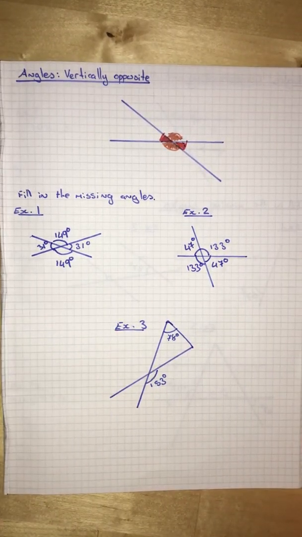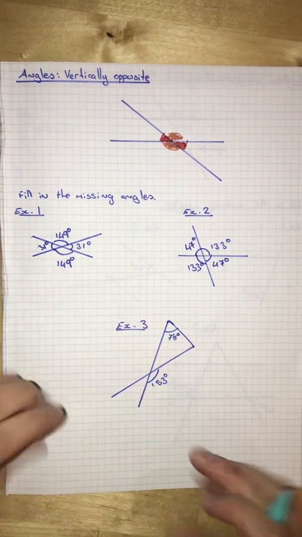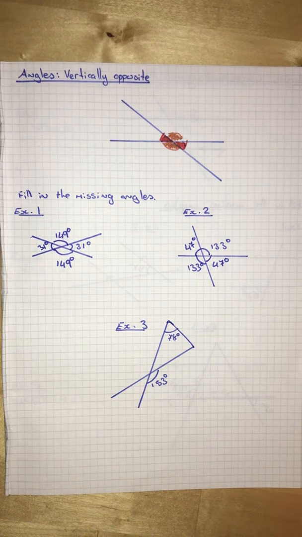So this last example, I've made it slightly more complicated. We've got some vertically opposite angles, but then I've also included a triangle. And from one of the previous videos, we learned that angles in a triangle add up to 180. So it looks more complicated, but we know everything and how to do it.